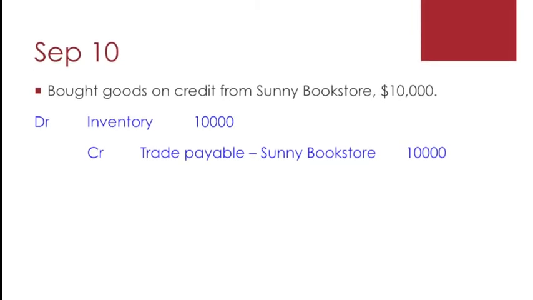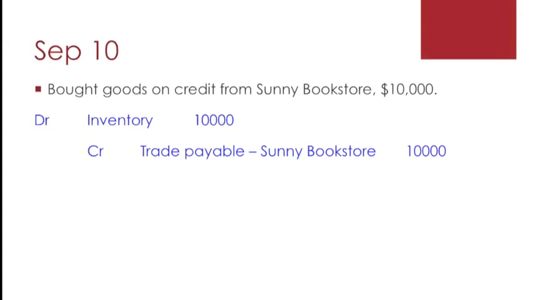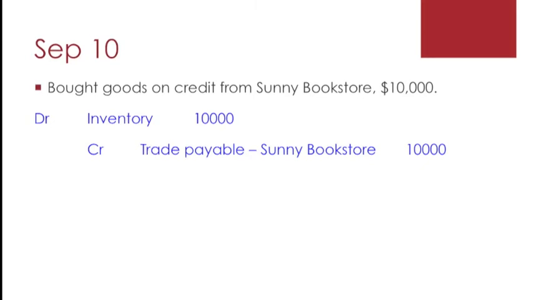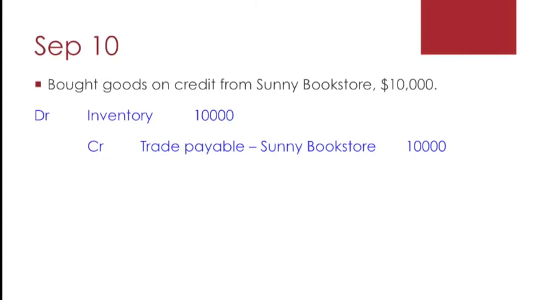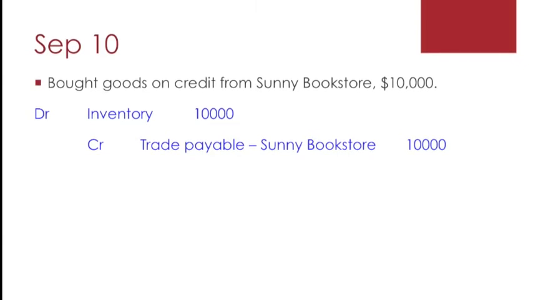So the answer for this is, because it has increased in terms of inventory, an increase in assets, therefore it's debit inventory 10,000. And since the business owes Sunny Bookstore money, it's a liability, so therefore it's credit trade payable Sunny Bookstore 10,000.